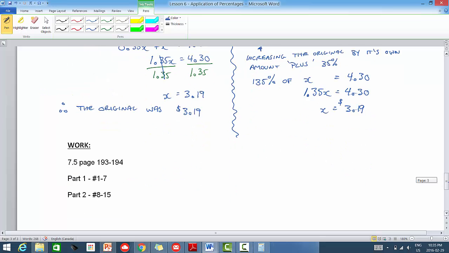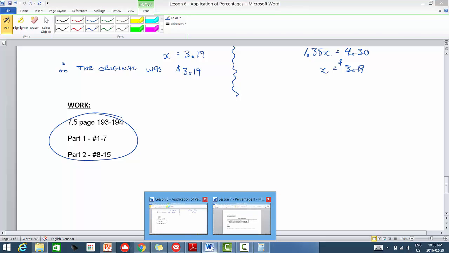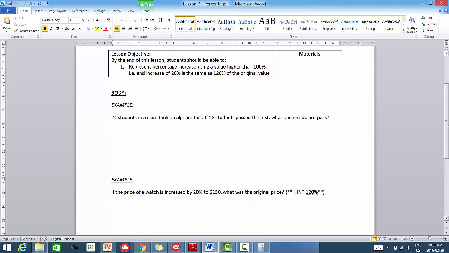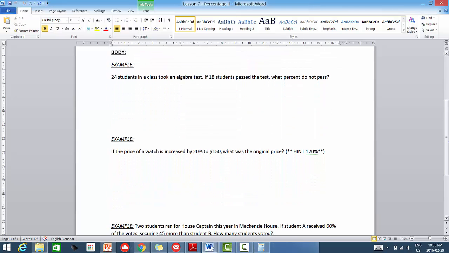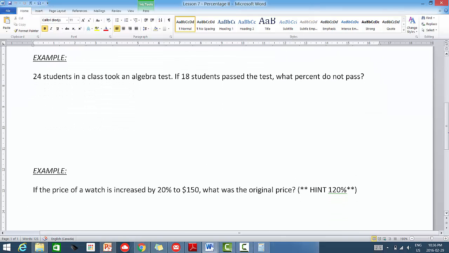So this is where we ended up last time. Those are your questions, part 1 and part 2. I'd like you to copy those down. I'm going to skip over to another page and we'll have a look at a couple more questions. So we'll go to lesson 7 here. This is a percentage one, like a part 2. There's just a couple more questions that we can review. A couple of easy ones here.